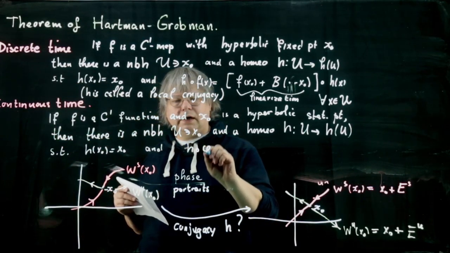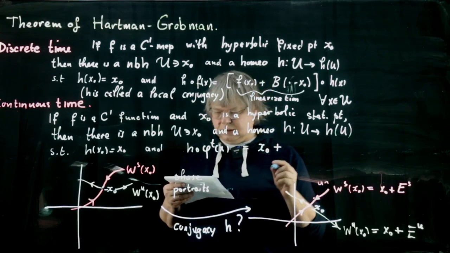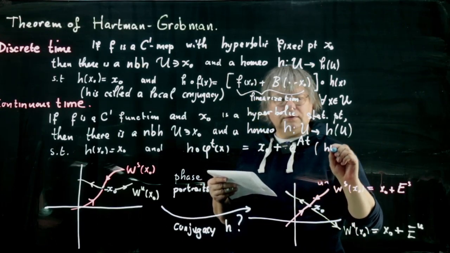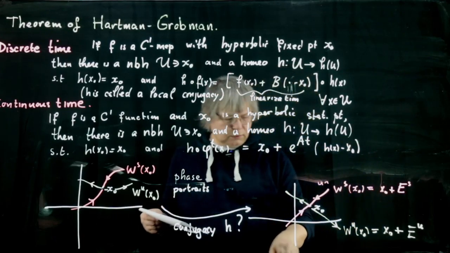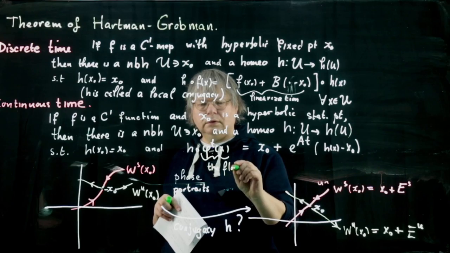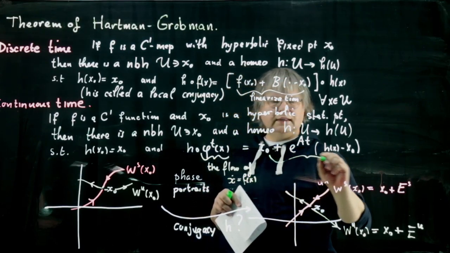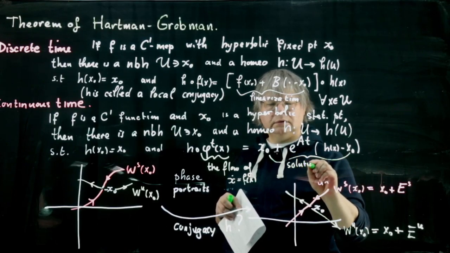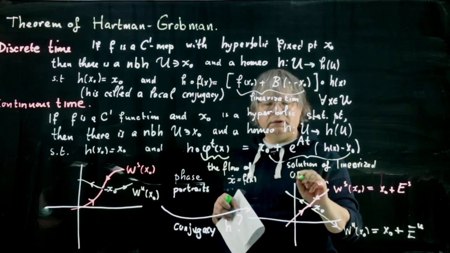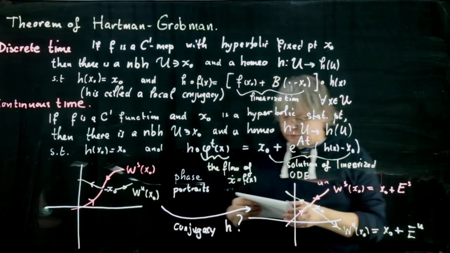H composed with phi t of x is equal to x0 plus e to the A t of h of x minus x0. Okay, to explain this a bit, this is the flow of this differential equation, x dot is f of x. And this is again the solution of the linearized ODE. So that's what the theorem is like.